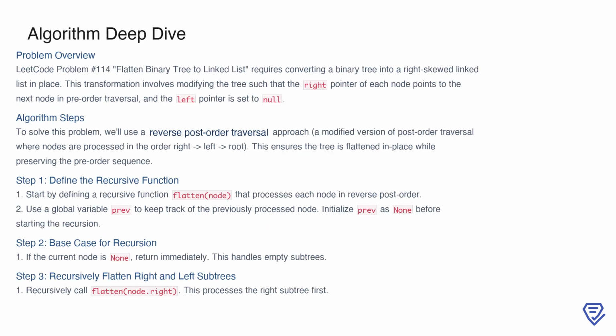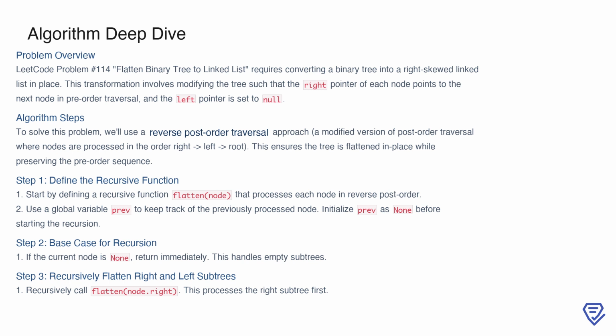In this problem, we are tasked with transforming a binary tree into a right-skewed linked list in place. The key is to modify the tree so that the right pointer of each node points to the next node in a preorder traversal, while the left pointer is always set to null. To achieve this, we use a reverse postorder traversal strategy. This is a variation of postorder traversal where we process the right subtree first, followed by the left subtree, and then the root. This approach ensures that the transformation preserves the preorder sequence.